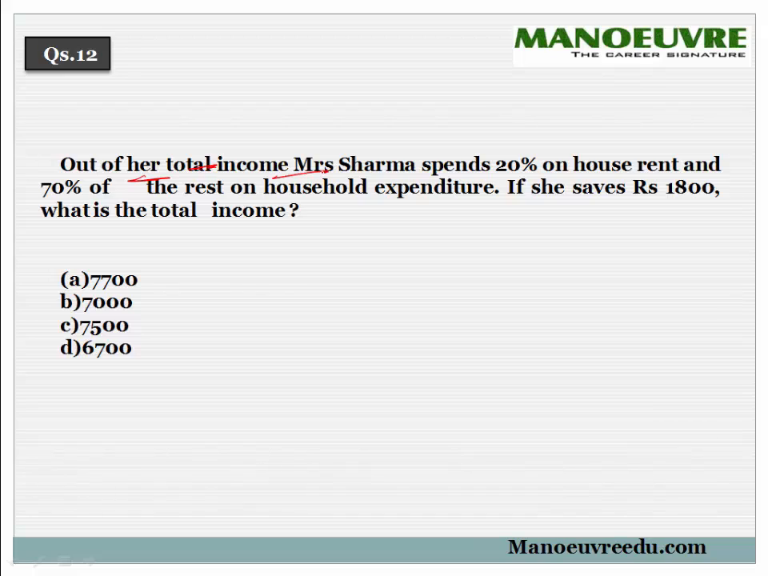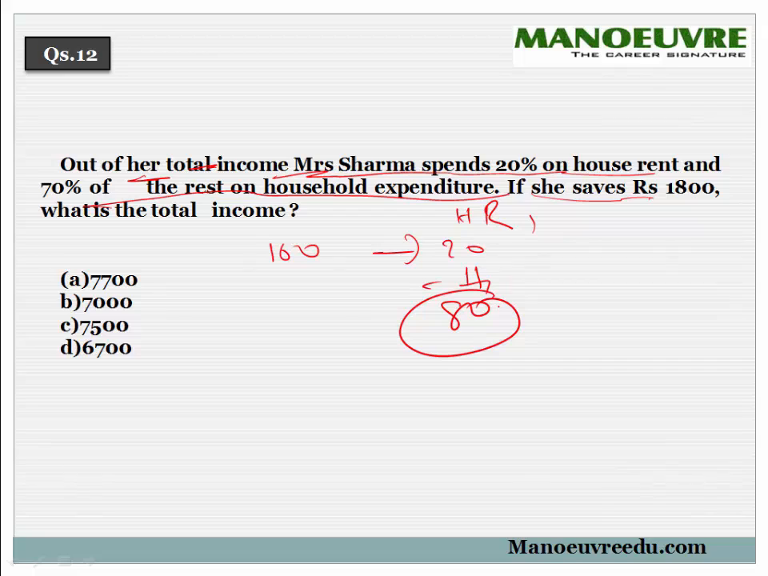her total income, Miss Sharma spent 20% on house rent and 70% of the rest on household expenditure. If she saves 1800, what is the total income? So assume income is 100. She spent 20% on house rent, so she is left with 80, and 70% of the rest is household expenditure, so she is left with 3 by 10, which is nothing but 24.